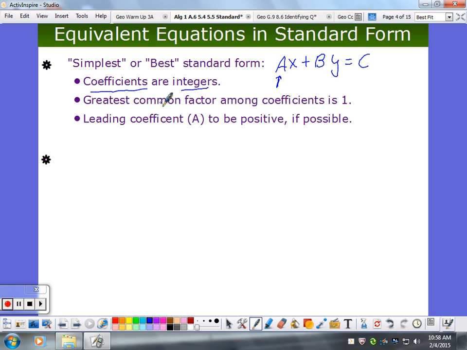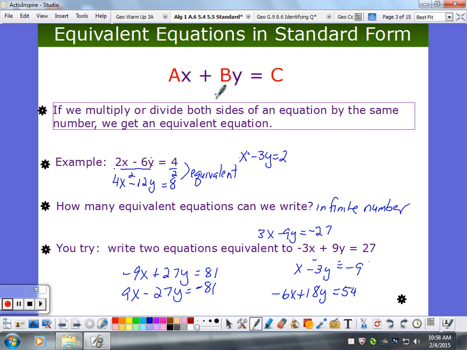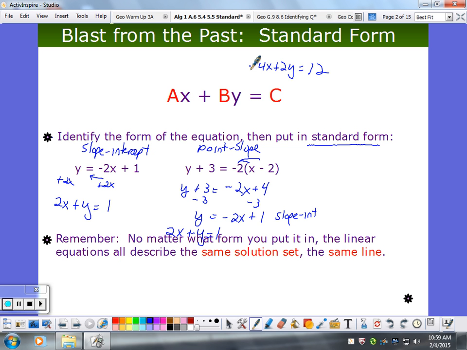The greatest common factor amongst all these A, B's, and C's has to be 1. We call that being coprime. So it means there's no other common factor. I'm going to look at the example that Matthew gave us. Are these coprime, or are there any factors other than 1? 2. So is this in my best form? No, I would have to divide them by my common factor. I divided everything by 2. Now is there any other common factor among the coefficients other than 1? No. So that's what I mean by that.